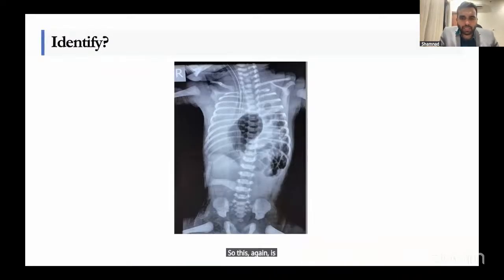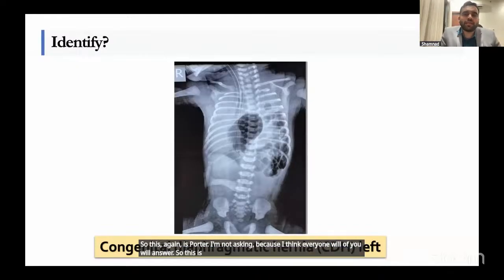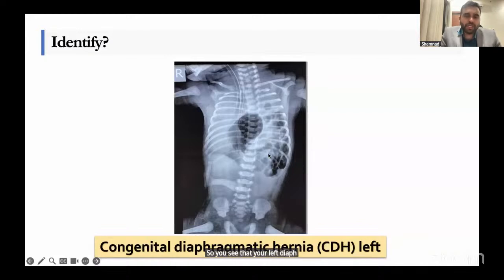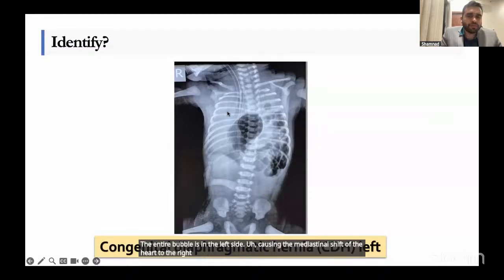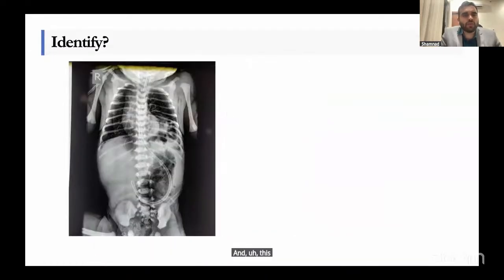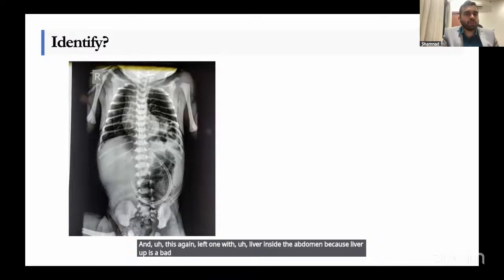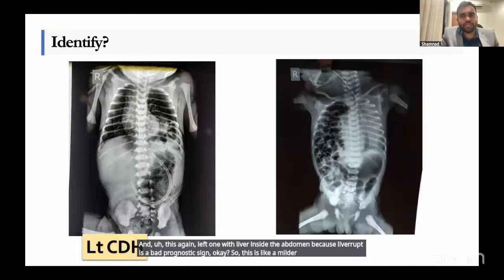So this again is a spotter. I'm not asking because I think every one of you will answer. So this is congenital diaphragmatic hernia. You see the left diaphragm is breached. The entire bowel is in the left side, causing the mediastinal shift of the heart to the right as well as the trachea. And this again is a left one with liver inside the abdomen, because liver up is a bad prognostic sign. So this is like a milder variant, left side CDH.